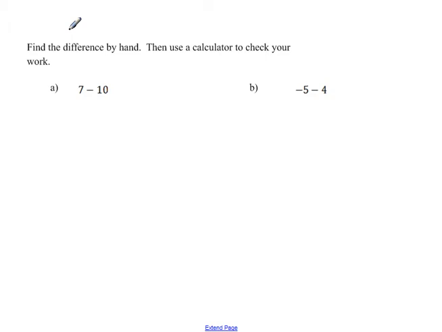Find the difference by hand, then use a calculator to check your work. So when we see that we're looking for the difference, we know that we're going to be working with a subtraction problem, and we want to work with the idea that the book has given us, that in order to do subtraction, we're going to build on the ideas that we had from the last section. Instead of subtracting, we're going to think add the opposite. Okay. So let me just make a note of that so we kind of remember what we're doing here.